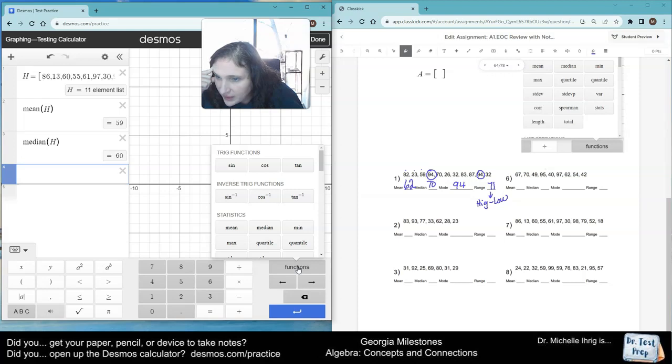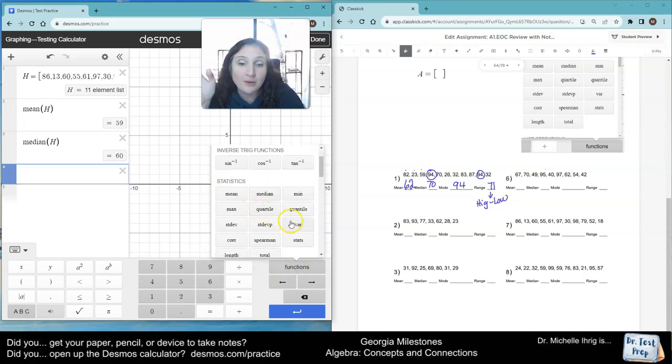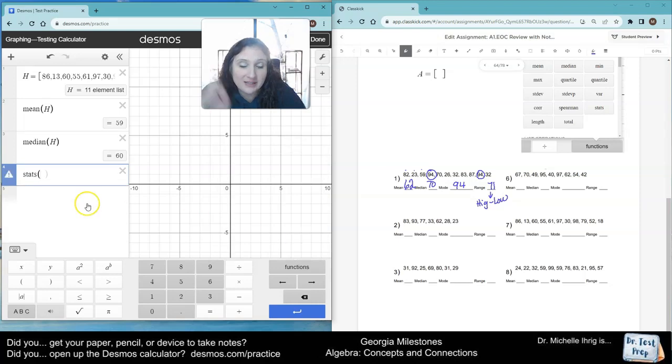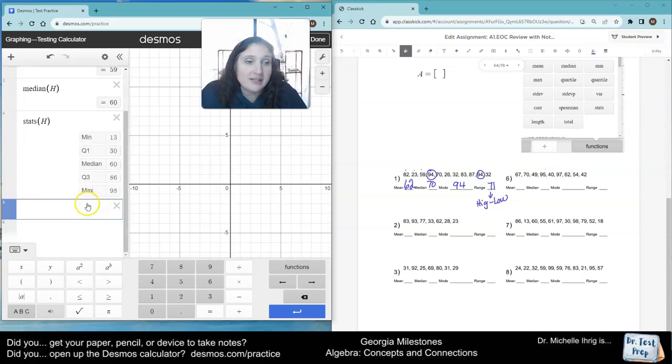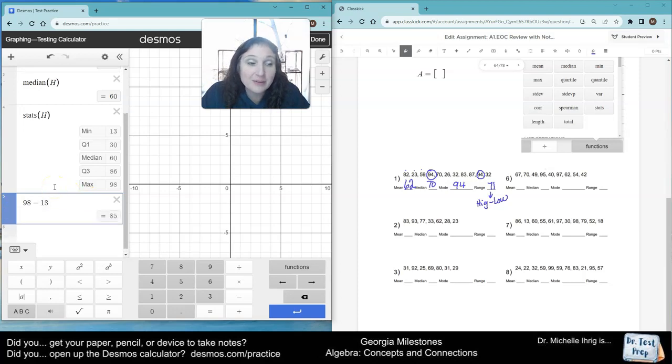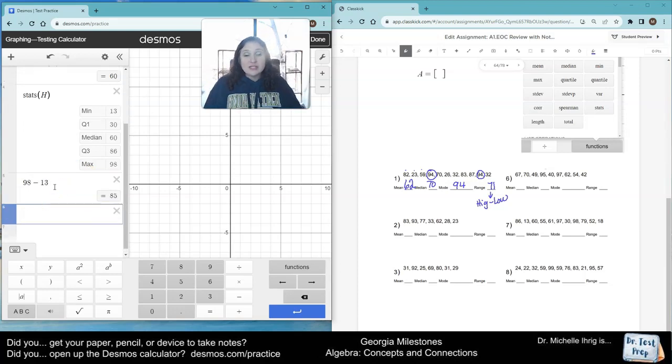Okay, doing a quick look, it looks like none of these numbers are duplicated, so this one would not have a mode because the numbers are not duplicated. And then for your range, I'm just going to hit the stats button. I see that my highest number is 98, and my lowest number is 13. So then my range would be 85. Use the calculator. That's all I got to say about it.